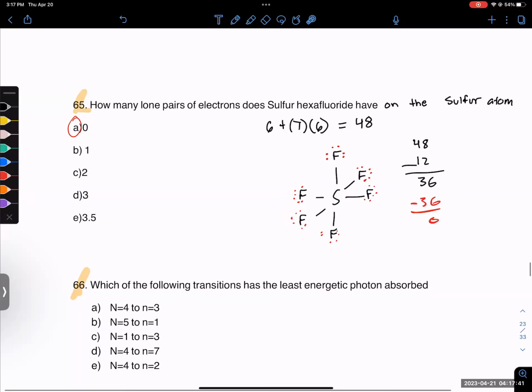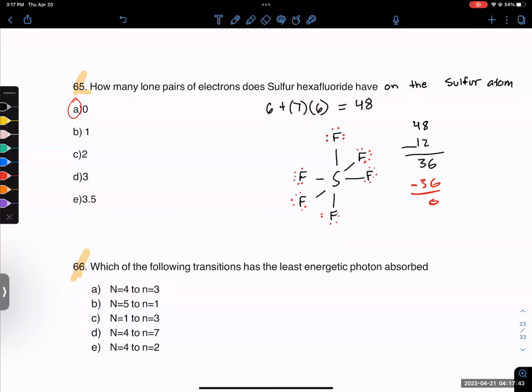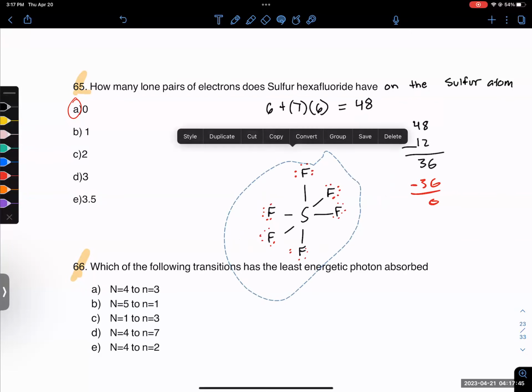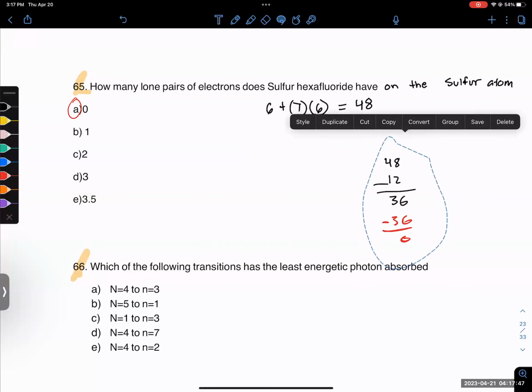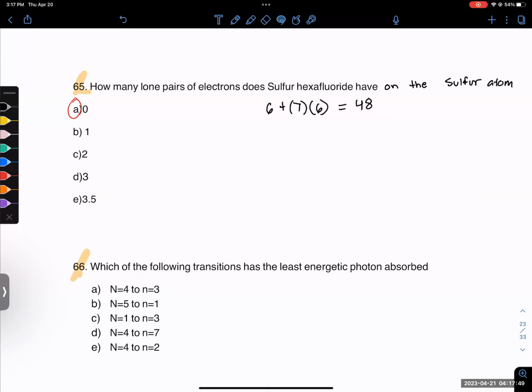Or you can do that math trick I taught y'all. That is also true. So the math trick Rich said is you take the number of terminal atoms. So we have 6 fluorines as our terminal atoms, and you multiply that by 8. You get 48. You do 48 minus 48, which is obviously 0.